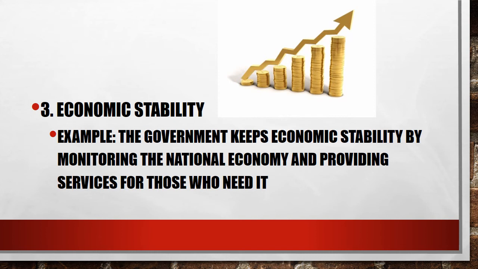So we have peace, number 1, we have resolving conflicts, number 2, and we have economic stability, number 3. Hopefully you're noticing that all 3 of these so far all lean towards the same type of idea. The government is trying to keep people happy and at ease.